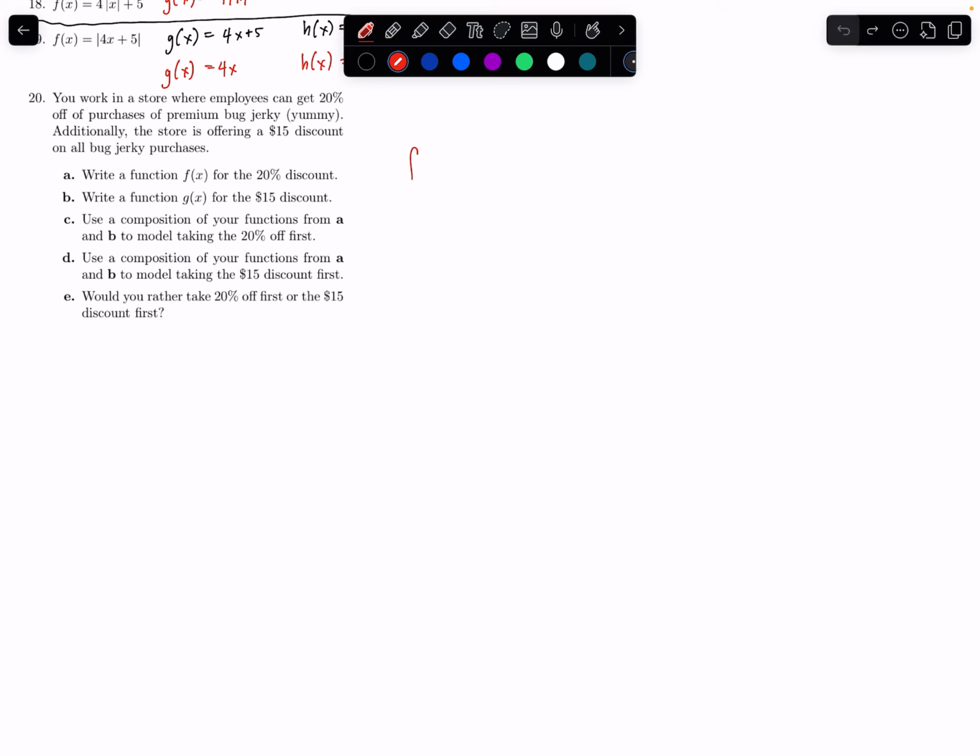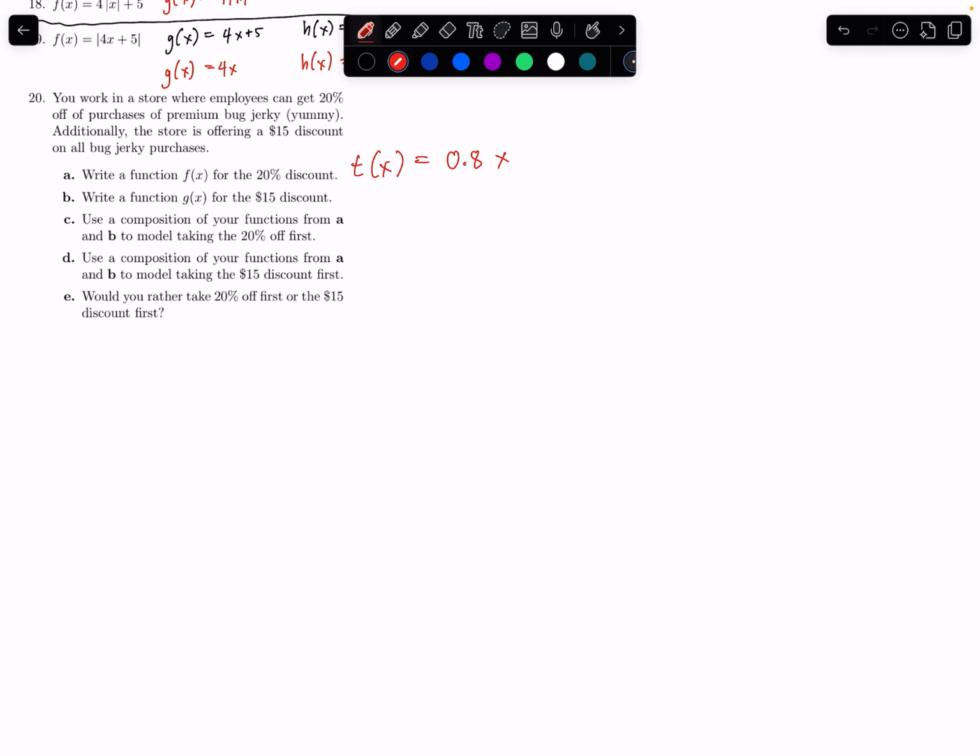Oh, you know what, guys? Let's give this a better name here. We'll say t for 20. So t of x is 0.8 times x. If you don't see how that's 20%, some people like to think of it this way instead: t of x is equal to x minus 20% of x. But if you do that and reduce it, you end up with 0.8x anyway, right? So that's why. I like this one better, so I'm going to stick with it.